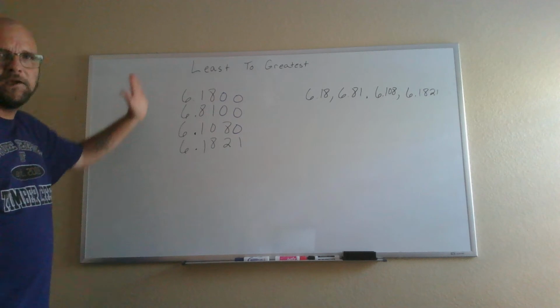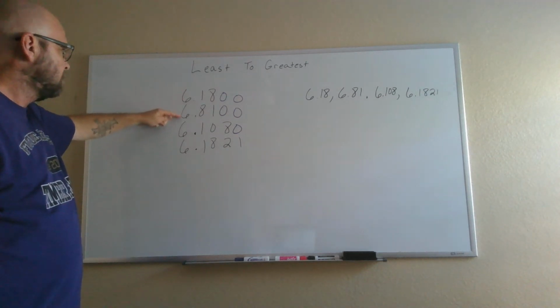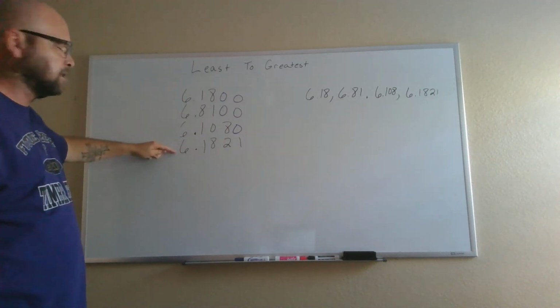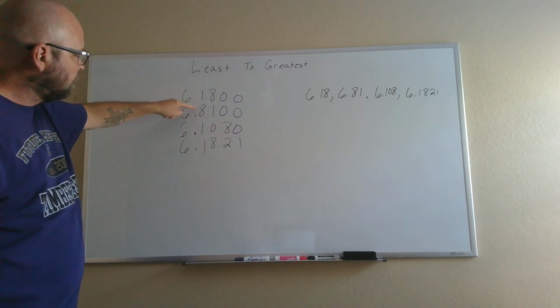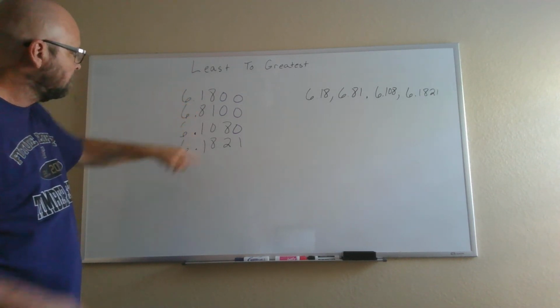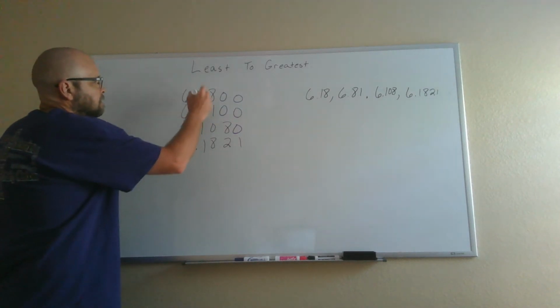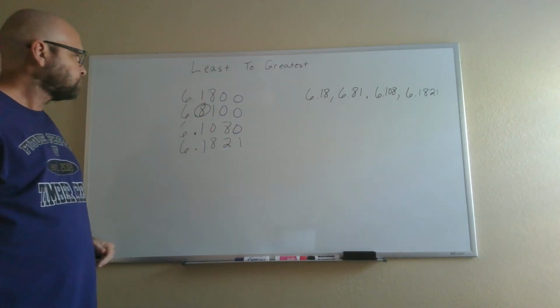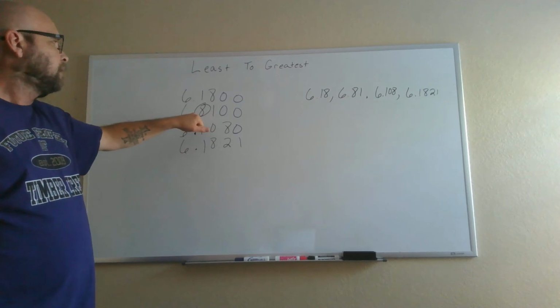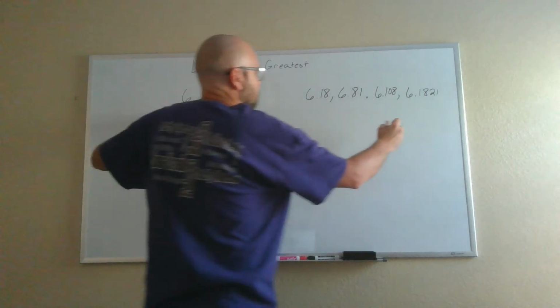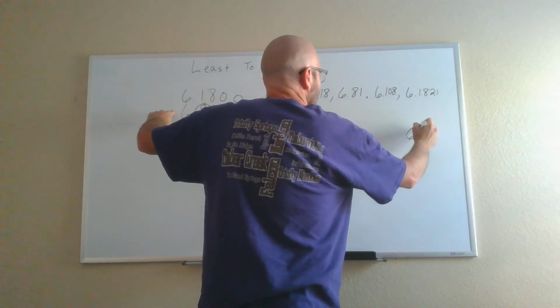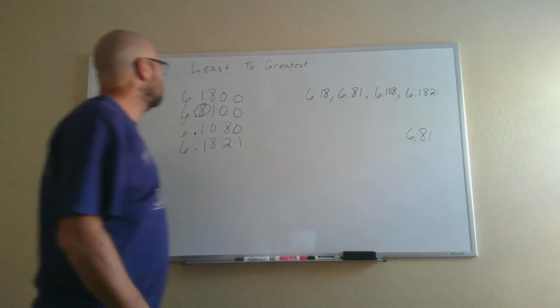Then we move to the biggest place value, which is the ones. All of them are sixes, so we can't do anything there. We have a one, an eight, a one, and a one. Since I know this eight is bigger than the three ones, that's where it tells me in the tenths place that this one's going to be our biggest number. So our biggest number is going to be 6 and 81 hundredths.